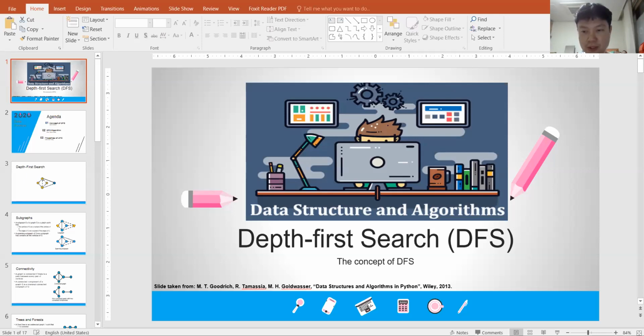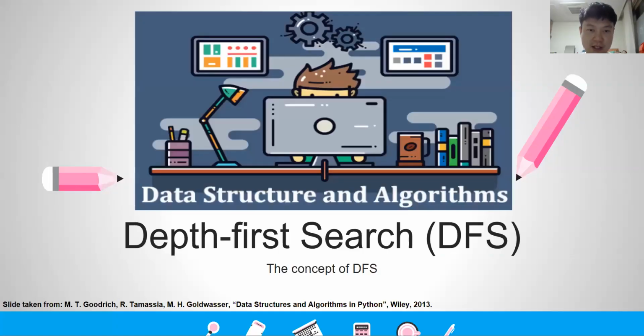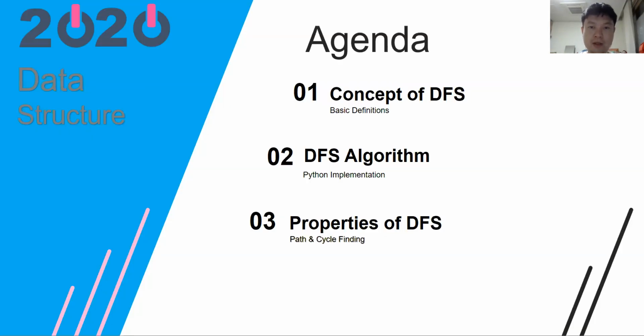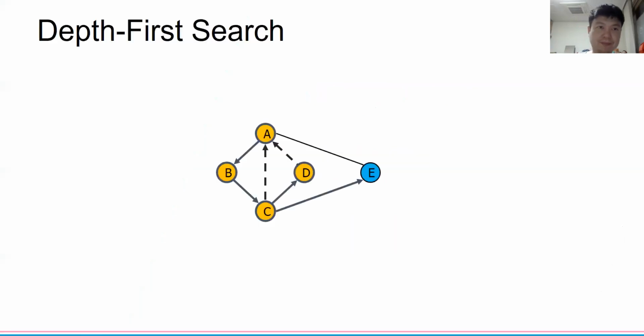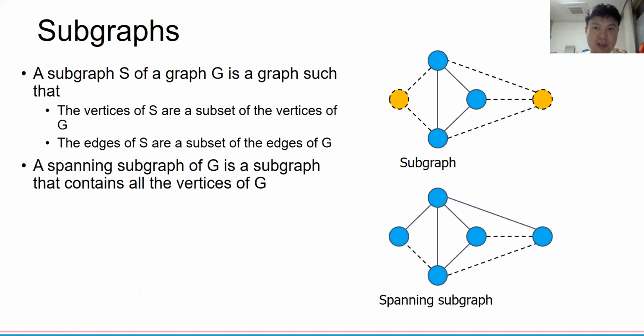So today we are going to learn what is depth first search, and in some literature you can just call it DFS. Okay? So I took the content from the book that I already recommended to you as the reference, which is the Data Structures and Algorithms in Python. So we are going to learn about the concept of the DFS, and then the DFS algorithms with the Python implementation, and you can learn about the properties of the DFS. So this chapter is about the DFS.